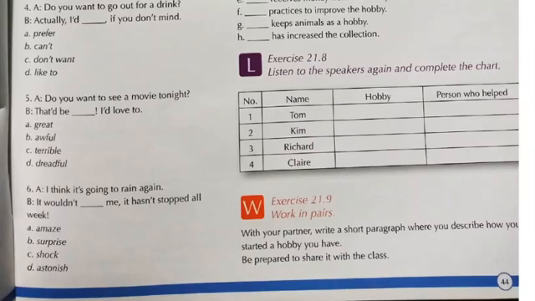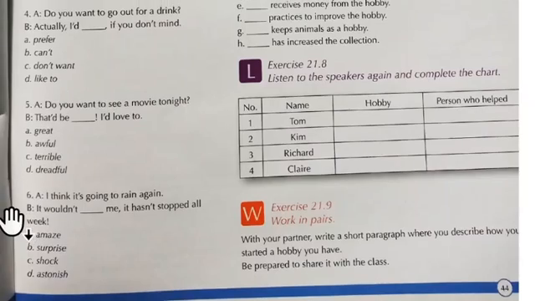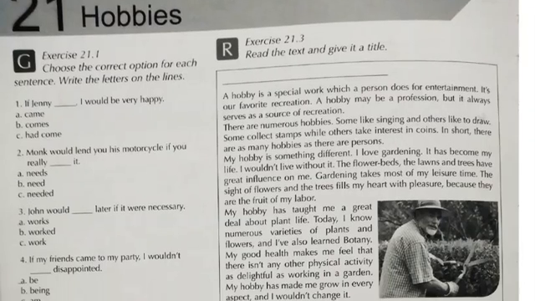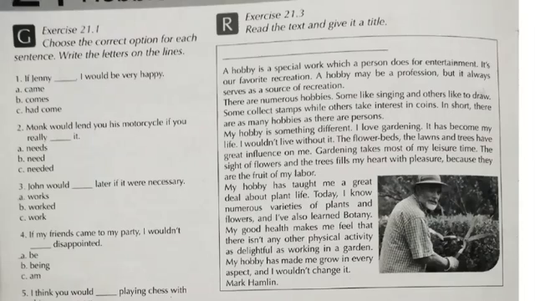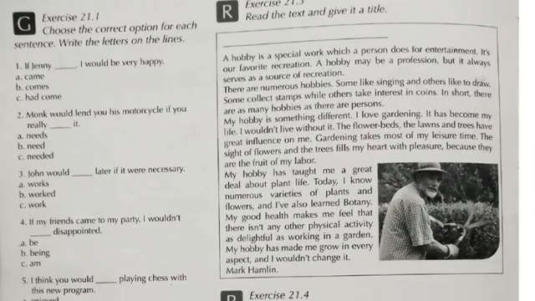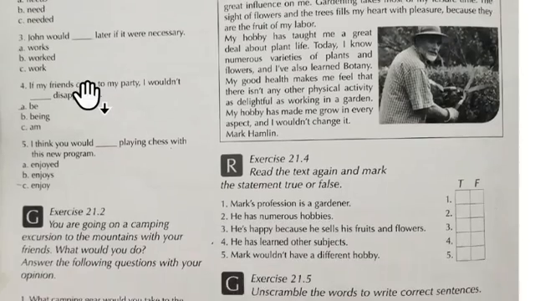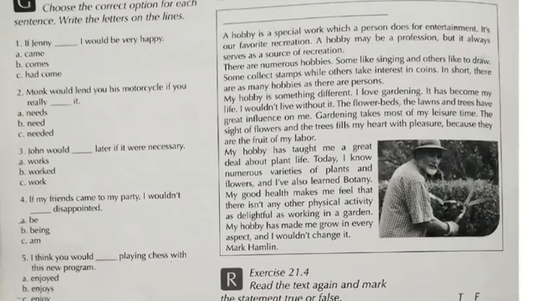Okay? And you have to complete the correct option A, B, C, and D. Okay? Now, in your workbook, you have the same activity. On exercise 21.1, it says choose the correct option for each sentence and write the letters on the lines. Now, the idea is you have to complete them. They are five sentences, and you have to choose is it A, B, or C.